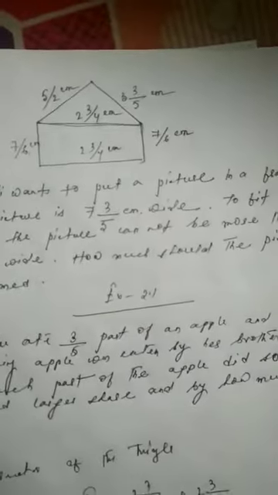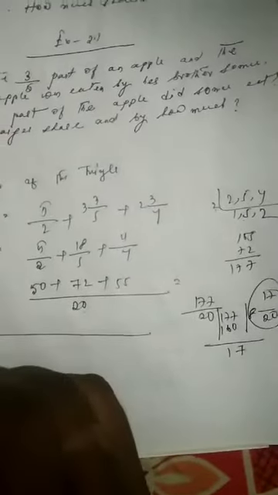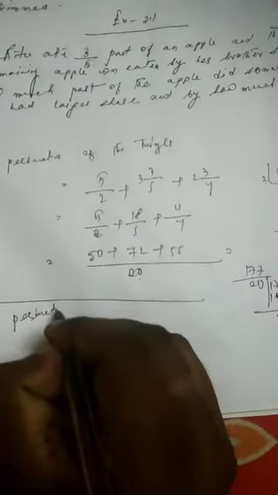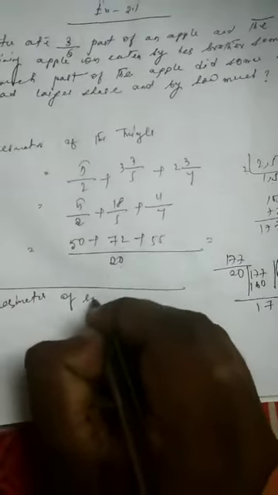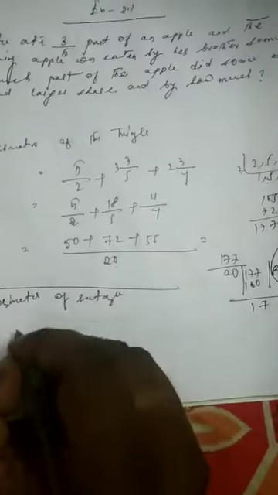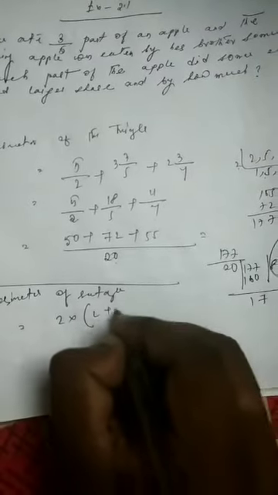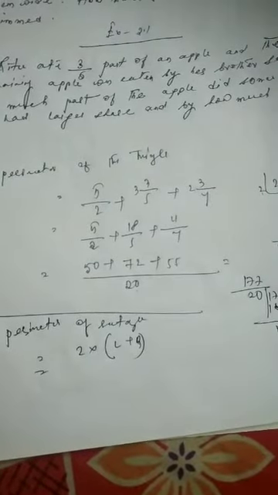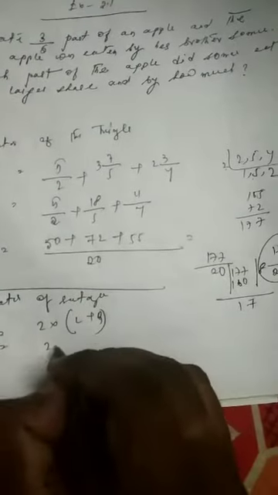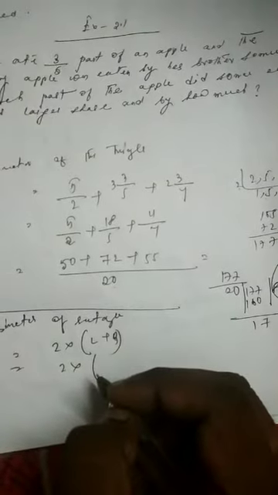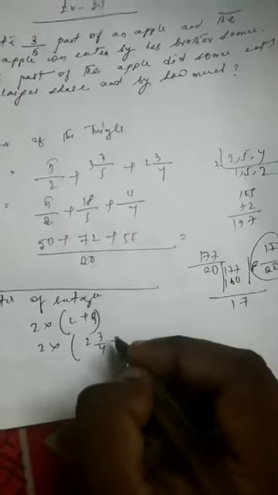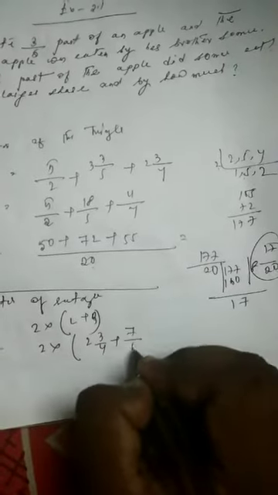Now I'll find the perimeter of this rectangle. Perimeter of rectangle is equal to 2 into length plus breadth. We know the formula. 2 into, what is the length? Length measures 3 by 4. Breadth measures 7 by 6.